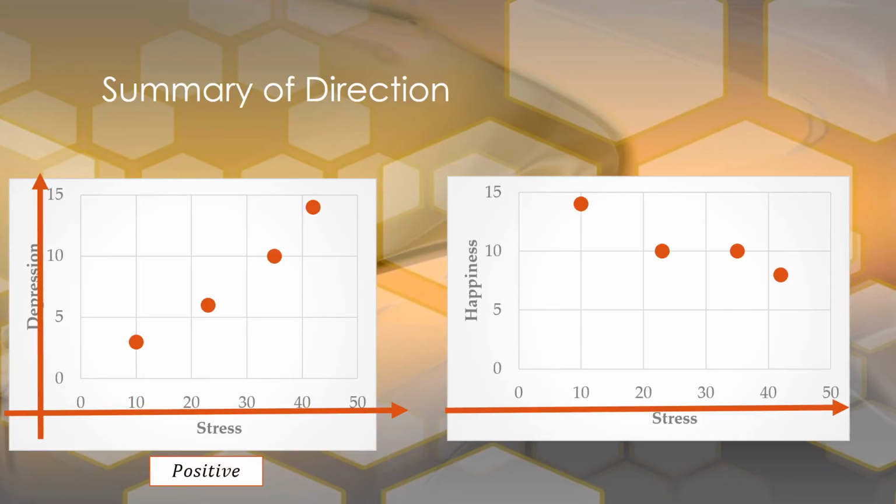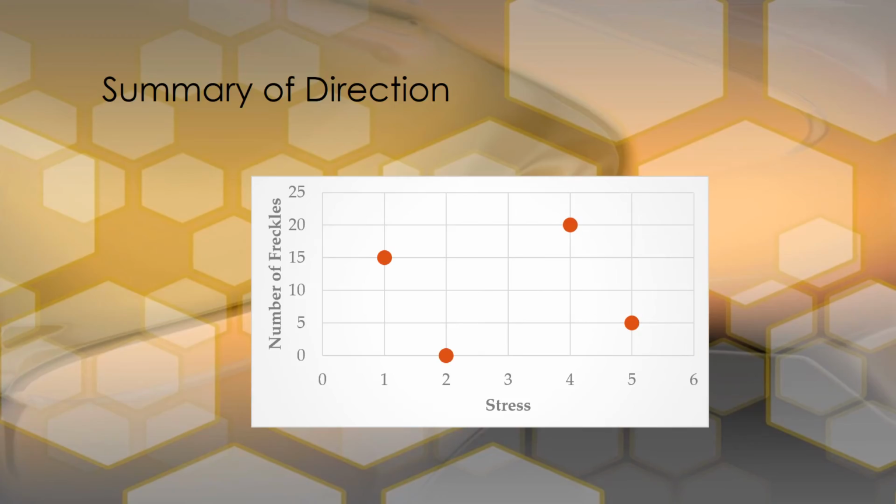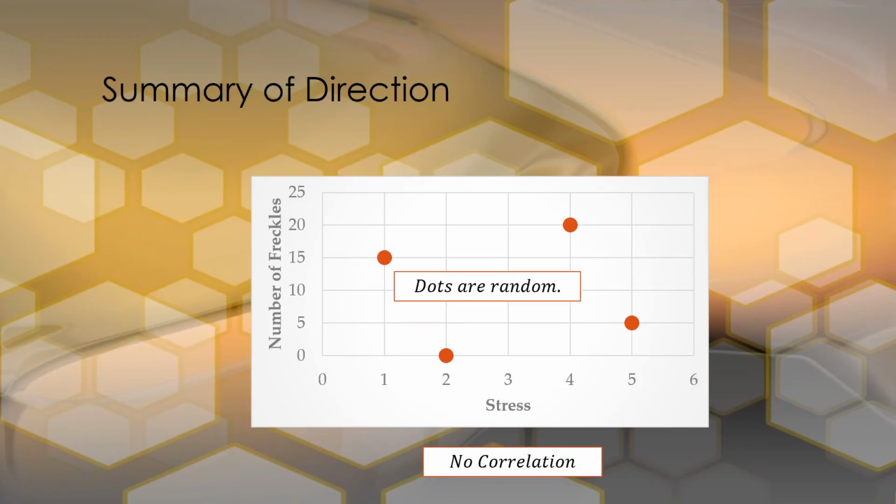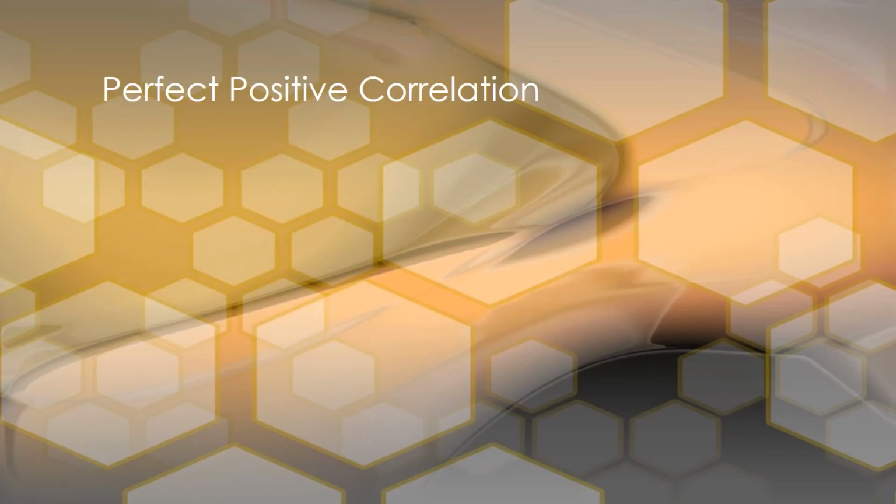So as stress increases, happiness tends to decrease. And you can see this is a negative correlation. And if we have dots that tend to be in the top left corner and the bottom right corner, that would be a negative correlation. This one's a no correlation, so if the dots are random, this would be an example of no correlation, and the R would be around 0. The Pearson correlation coefficient would be around 0.